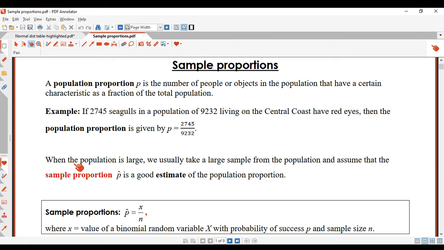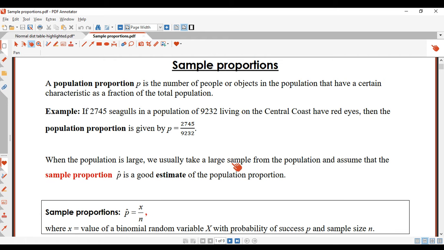Now, trouble is, when the population is large, it makes it logistically more difficult to find out the total population or to even count the total population, to survey the total population. Imagine doing that for all of Australia. That's a big job. So when the population is large, we usually take a large sample from the population and assume that the sample proportion is a good estimate of the population proportion.